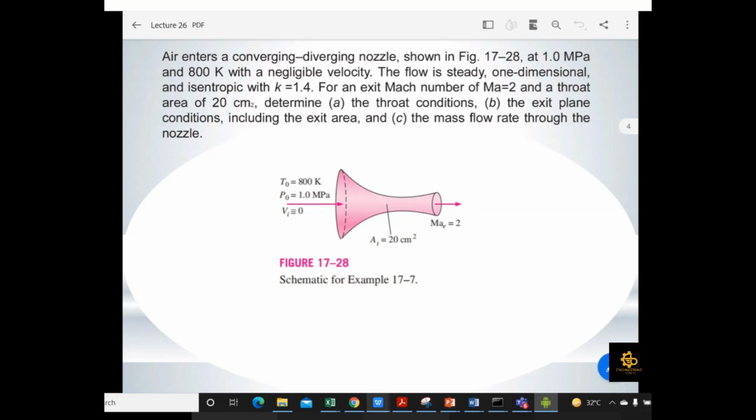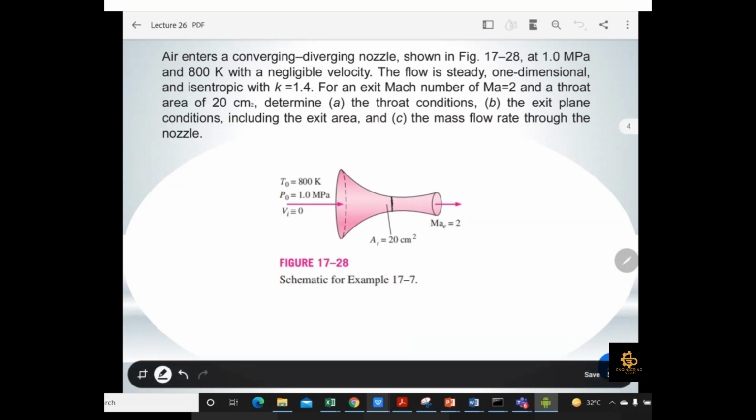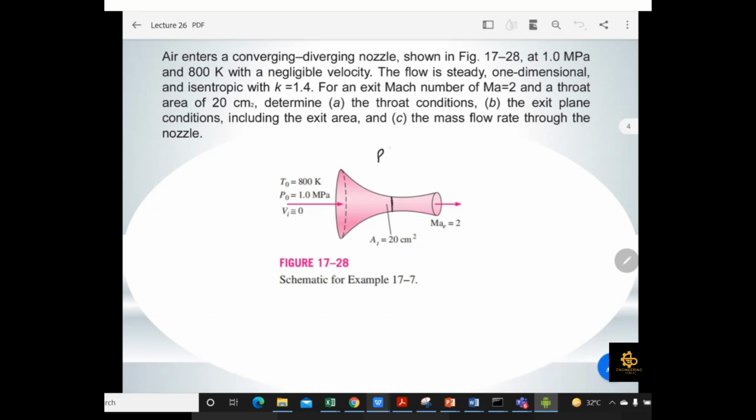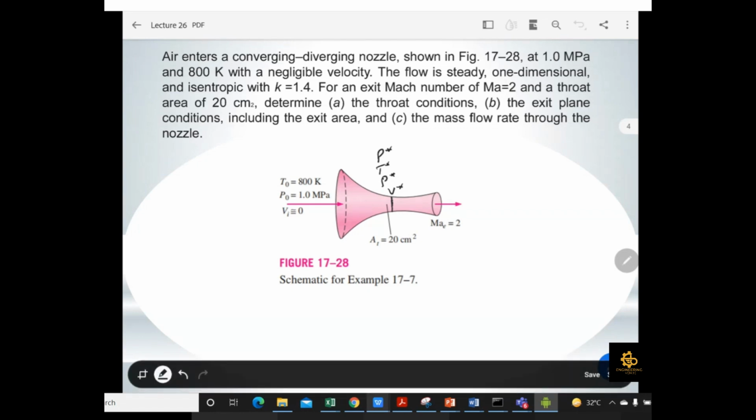Okay, so from here you can easily find that in part A, whenever it is mentioned throat condition, it means this is your throat. And the throat is basically where all the associated properties are the critical properties. So we are interested in finding P star, T star, rho star, and V star. So it is mentioned throat condition, so you have to find these 4 properties.